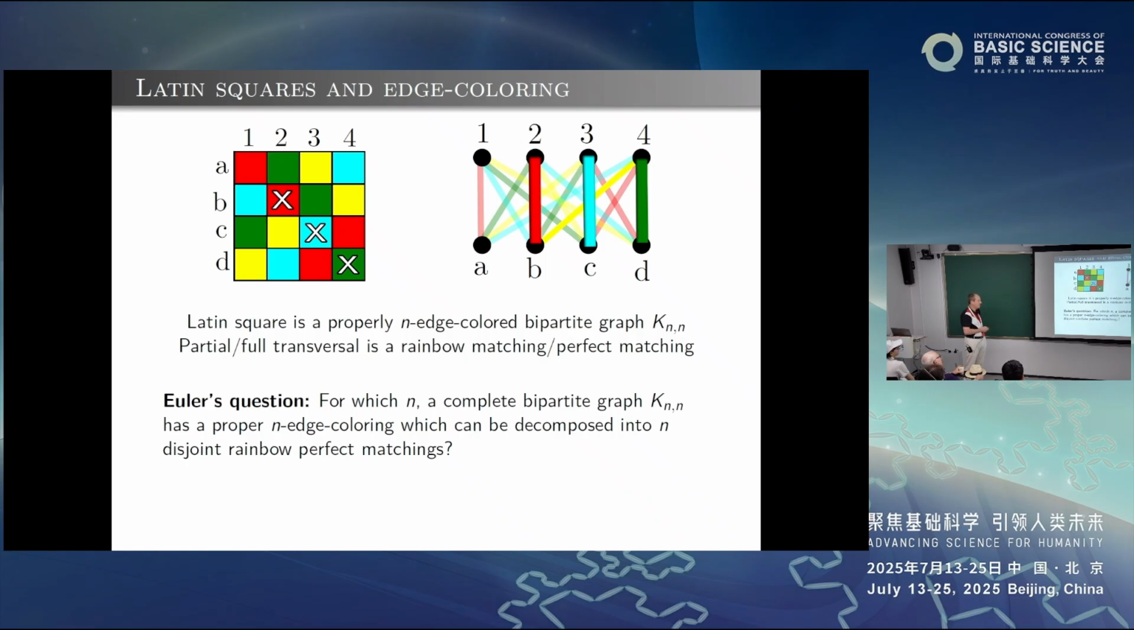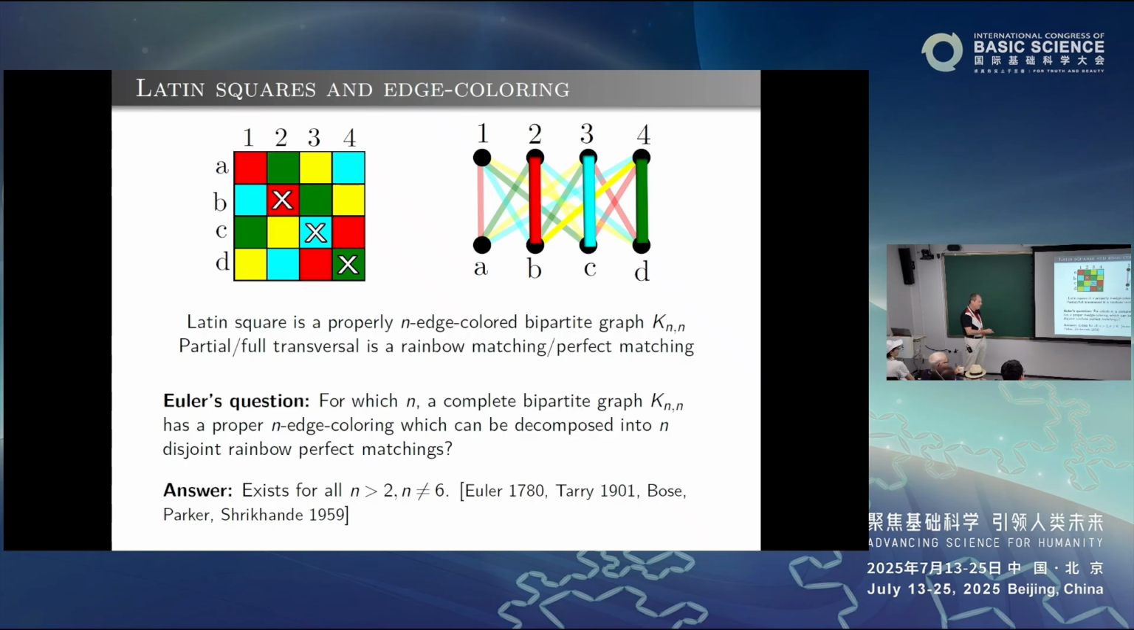Actually, Euler himself managed to construct such a coloring, or orthogonal Latin squares, for all n which are not 2 mod 4. He actually didn't know the answer to the question for 6. And the question for 6 was solved much later by Tarry in 1901.